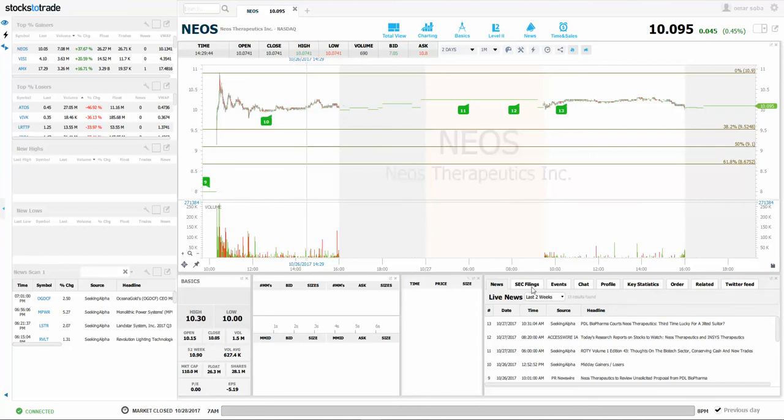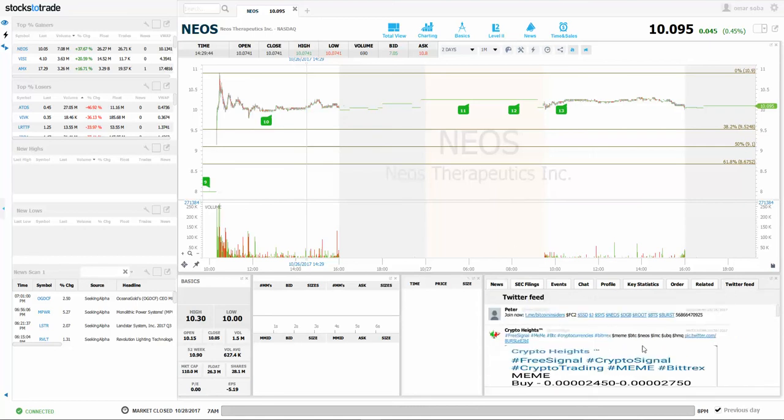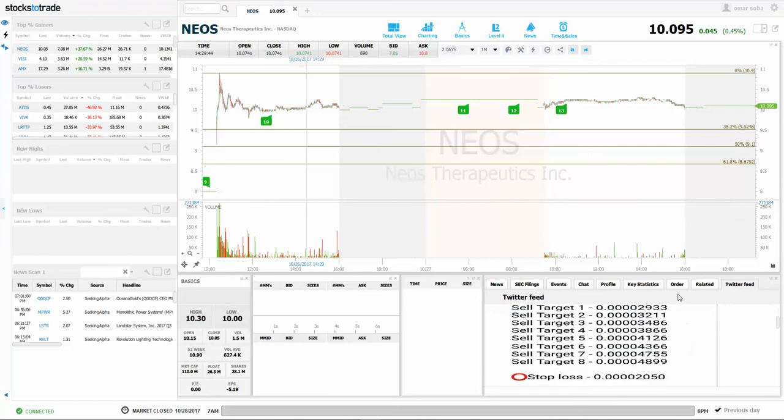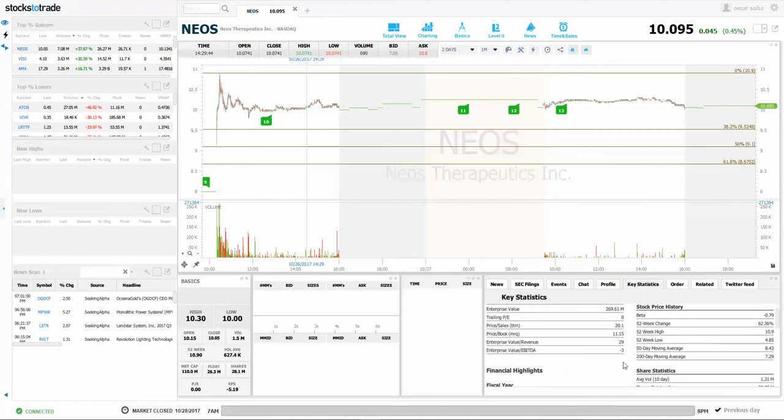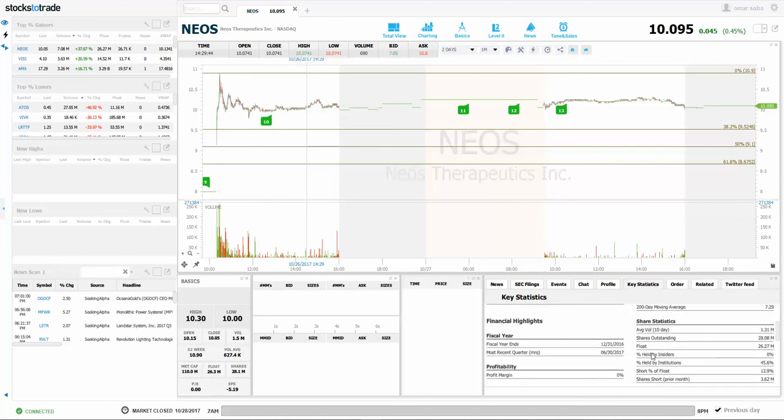You can go to the SEC filings. You can see who's talking about it on Twitter. You can see key statistics here. So you can see what's the available short float and stuff like that. And then you can even go to the SEC filings. You can do all that here.